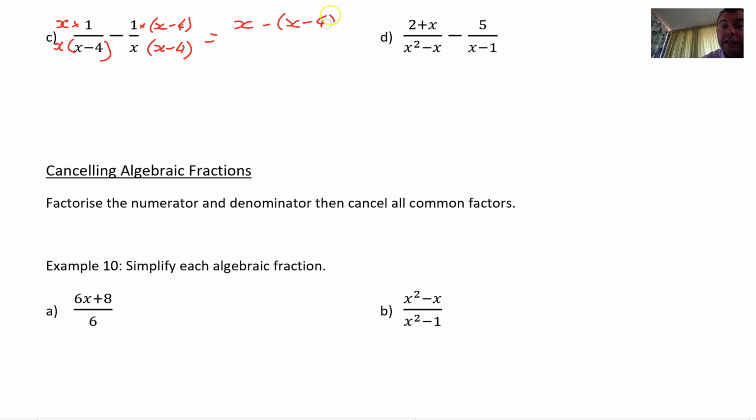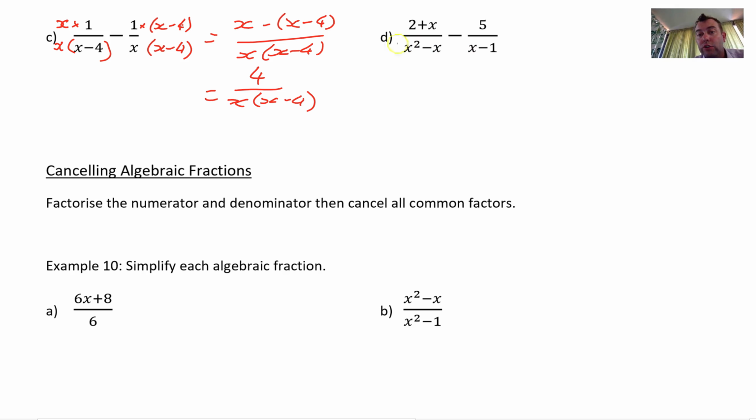Be careful here. See, I'm subtracting this whole lot, and I've got a negative inside there. It's tempting to take the 4 away, but actually it's going to be plus 4 there. All over x outside of x minus 4. You could expand that and get x squared minus 4x. Generally, factorised is better. So I've got x minus x, nothing. Now I've got a minus negative 4. Well, that means I've got 4 over x outside of x minus 4. That's a good answer. Right, one more to go here.